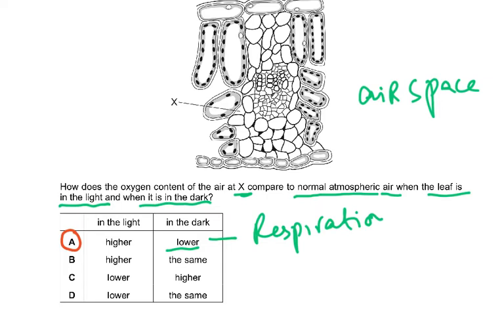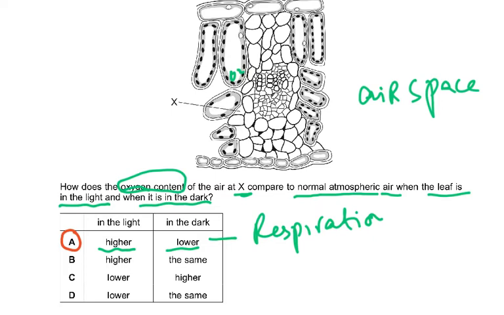In the light, why will oxygen be more? Because it's photosynthesizing. So all the cells are producing oxygen. This cell is producing oxygen and all this is entering this airspace. So in the light, there will be a higher concentration of oxygen in the air spaces. So what had they put the arrow to? This arrow was to the air spaces between the spongy mesophyll cells. Of course, it's on the side, but it's actually the air spaces around the spongy mesophyll cells.